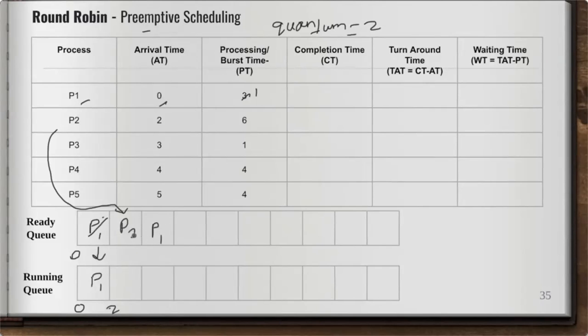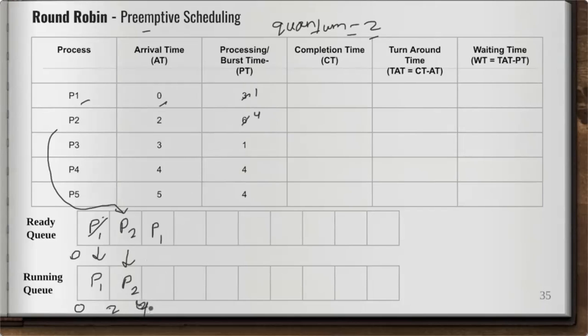Now, what is next? We have P2, so we bring that in. And how long are we supposed to run it? We're supposed to run it for 2 quantum because that's our quantum unit, which is 2. So that's why we will run it for 2 units. So how much is remaining now? So we cancel that. We have 4 remaining. So now at time, this becomes actually 4, not 2, because 2 plus 2 is 4.